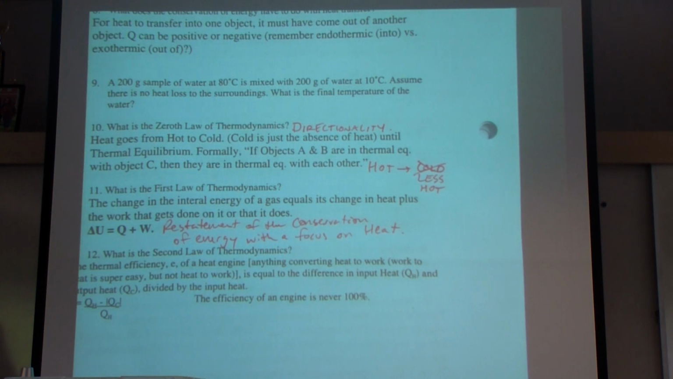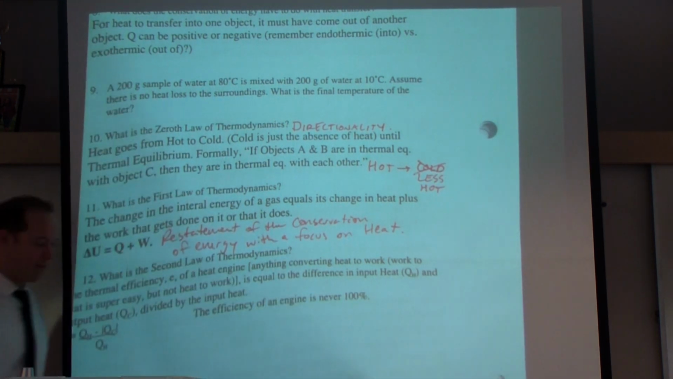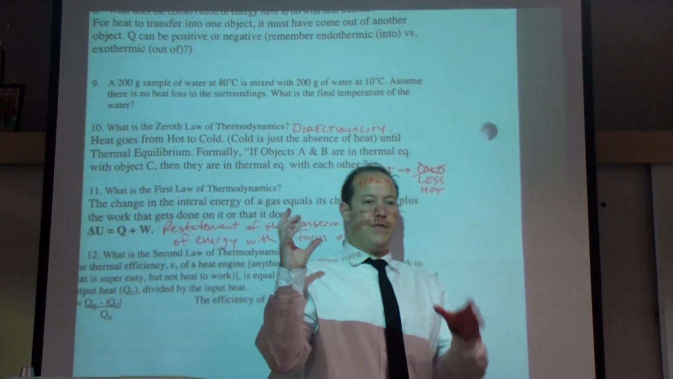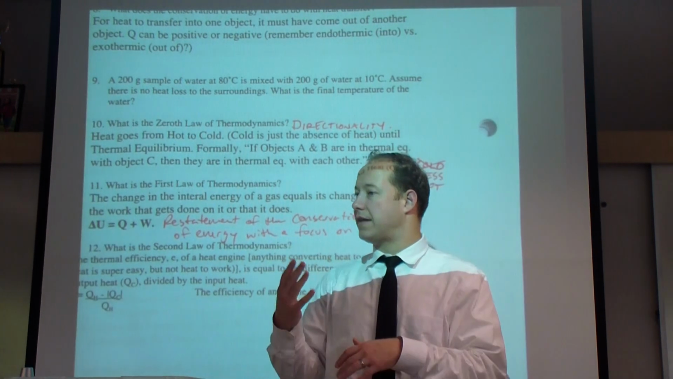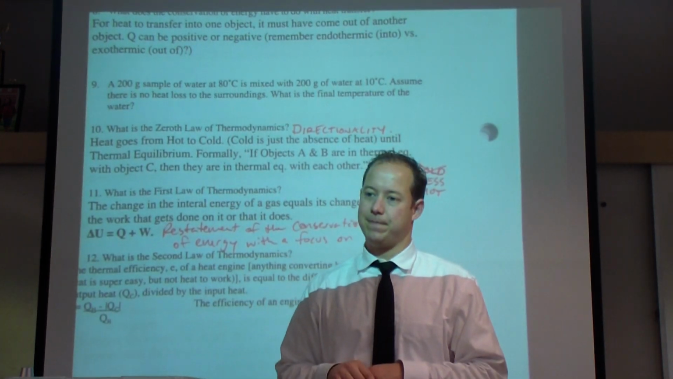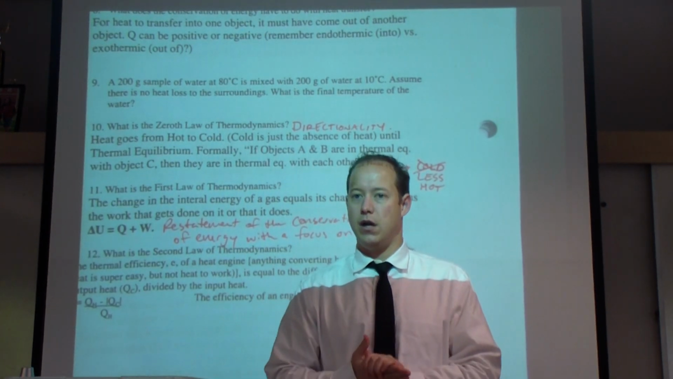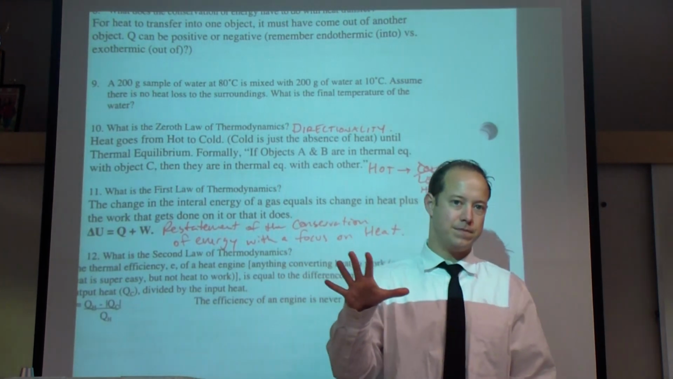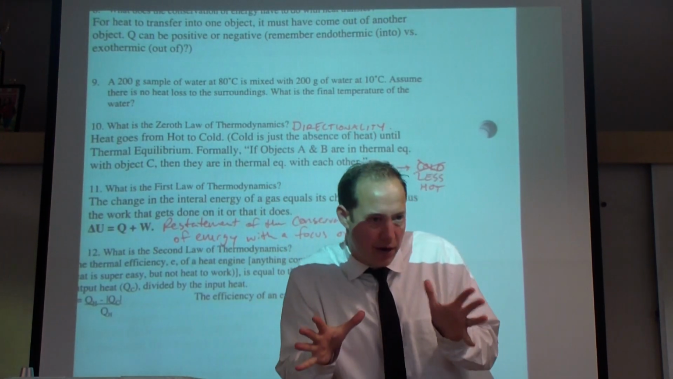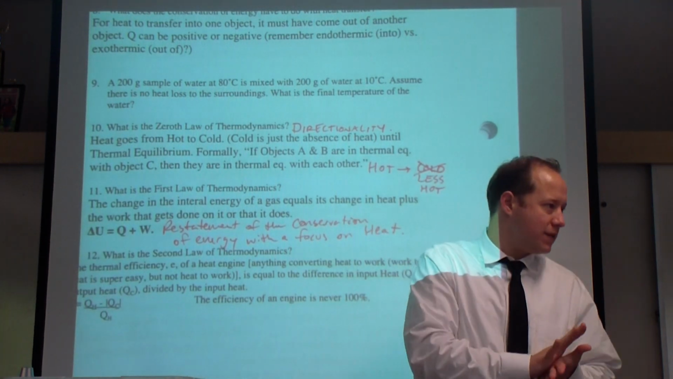And the zeroth law really says that if you place two objects next to each other, heat will flow from the hotter one to the less hot one until they're at the same temperature. That's just the rule. If you think about this, hopefully it makes sense to you. It's not necessarily obvious, even though it's obvious in our everyday experience.